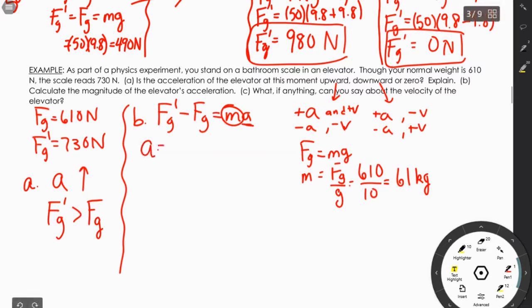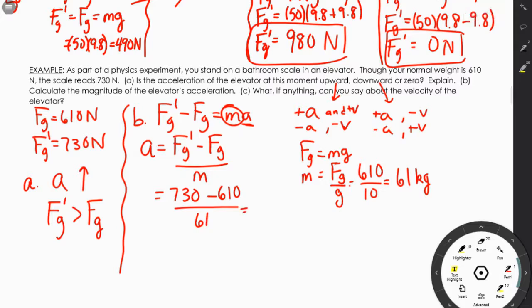And so acceleration is Fg prime minus Fg over the mass, okay? So we're going to do 730 minus 610 divided by 61, and that's going to give us our acceleration. We know it's going to be positive because Fg prime was bigger, and so the magnitude is 1.96 meters per second squared for our acceleration, okay?